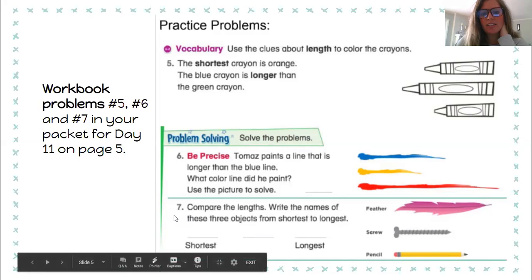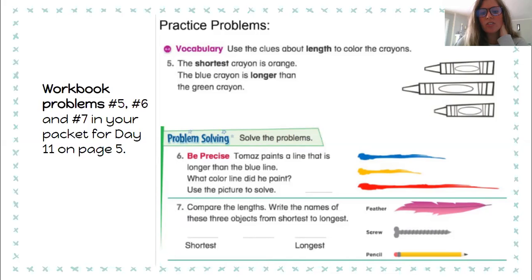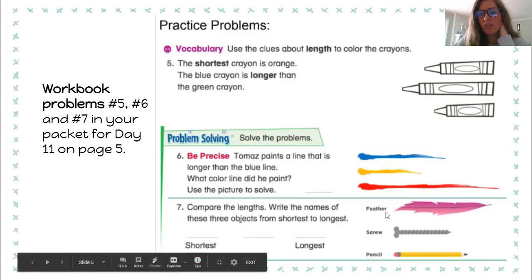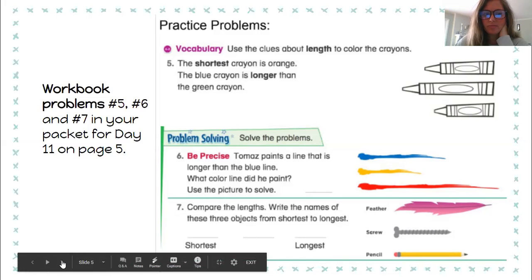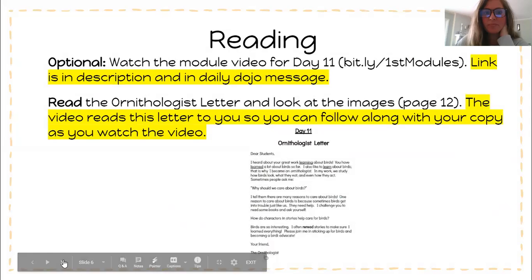And then number 7 says, compare the lengths, write the names of these 3 objects from shortest to longest. So we've got a feather right here. This is a screw, and then this is a pencil. You're going to compare the lengths just like we did together on the solve and share, and then you're going to put them in order from shortest to longest. All right, so this is your activities for math today. If you have any questions about these, this is great to bring with you to our office hours tomorrow.